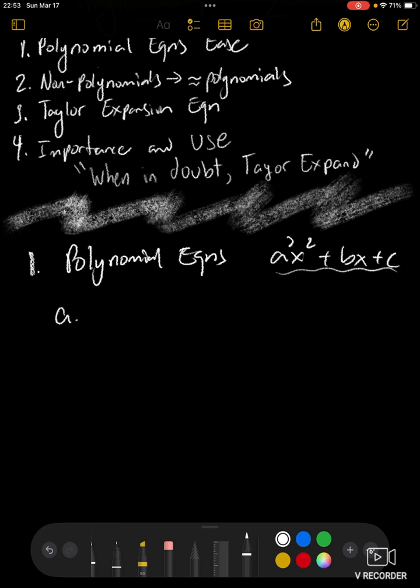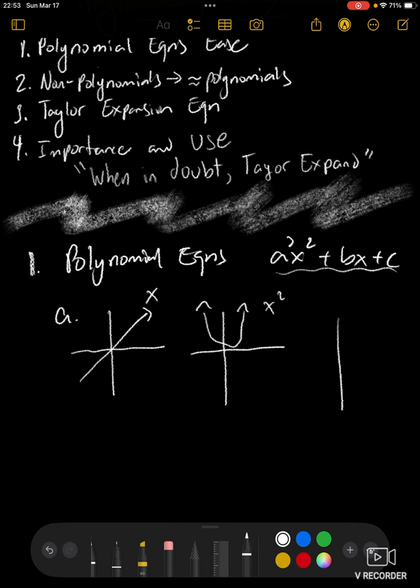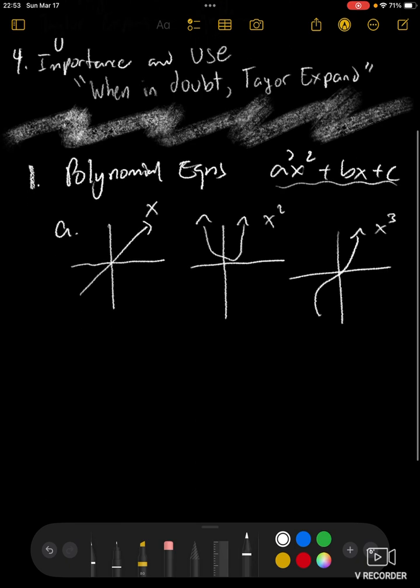Now, why do we like polynomial equations? Well, for one, they're easier to visualize. For example, we can look at x squared, or for example, something like x cubed. These shapes can be pretty easily visualized by the leading power coefficient.